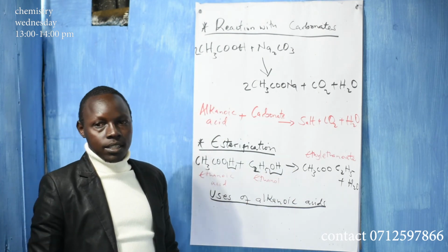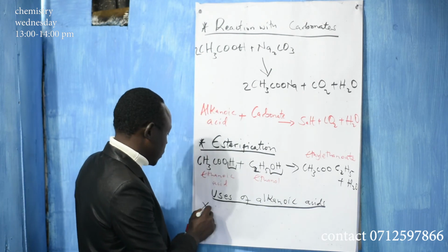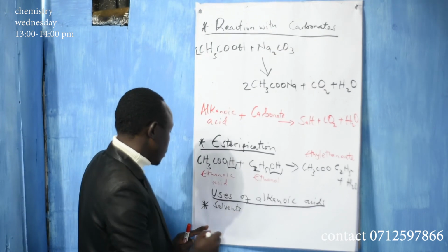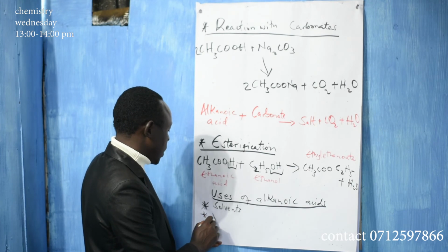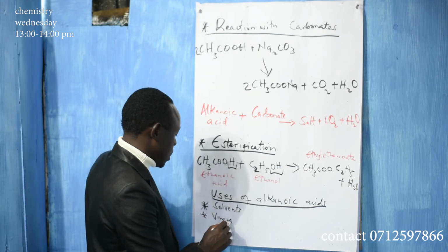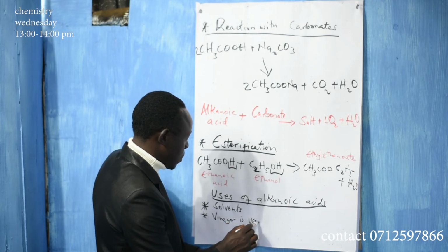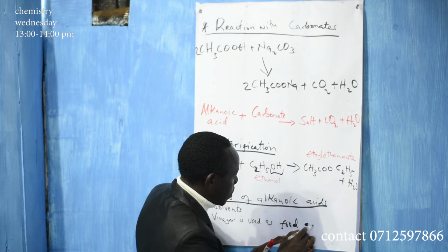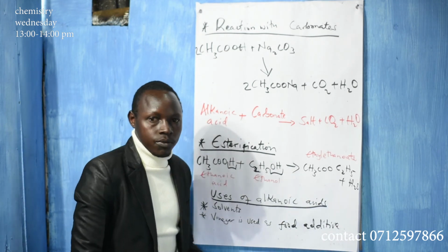Uses of alkanoic acids, let me just mention a few. They are used as solvents, organic solvents. They are used as food additives, like vinegar is used as a food additive. You know the uses of vinegar.